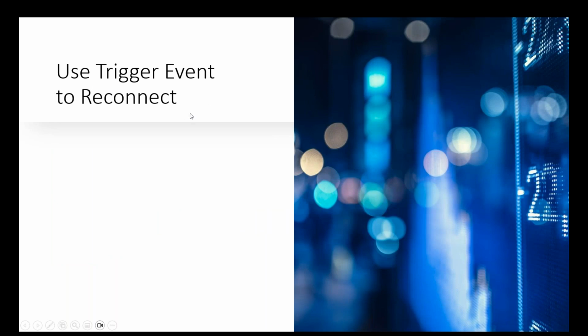Use a trigger event to reconnect. What could those trigger events be? Well, Christmas could be one, right? What do you think a person would think about you if you sent them a handwritten Christmas card, not just a card with your signature on it?